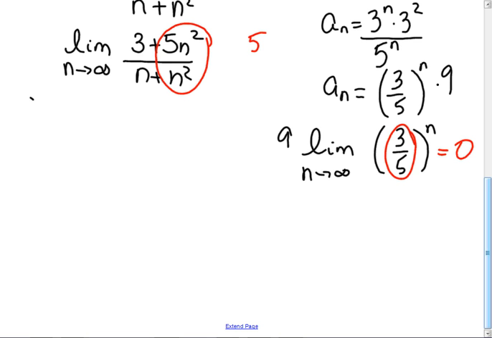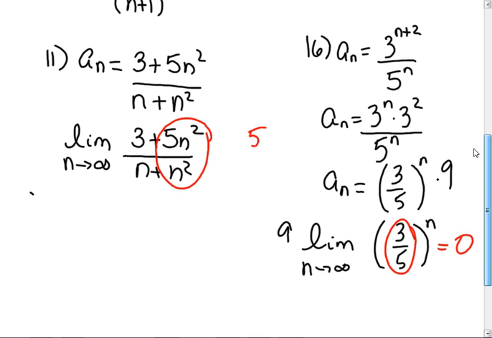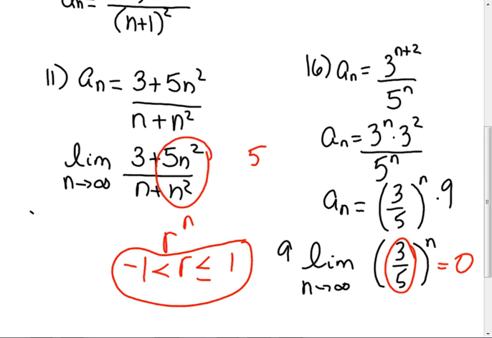That make sense? Put it on your calculator if you don't believe me. Remember this? If I have r to the n, r is between 1 and -1, I just did that today, it will converge. Had it been 5/3, it would diverge.